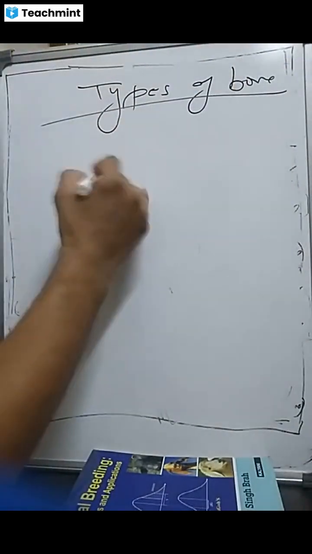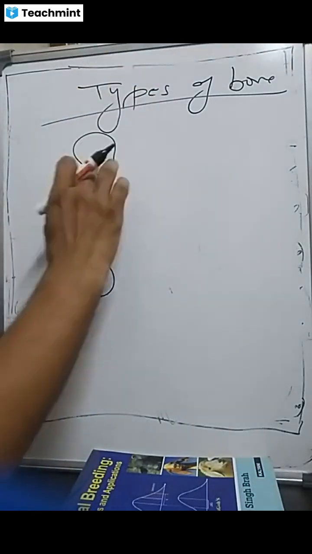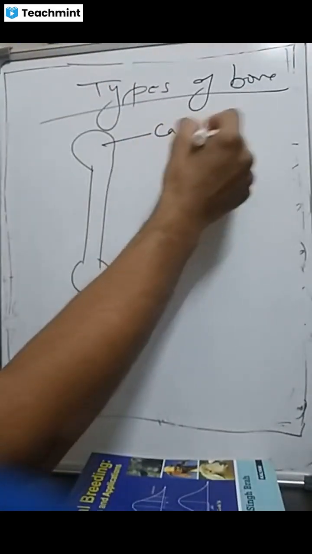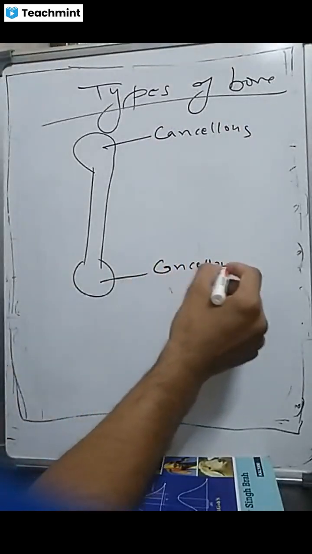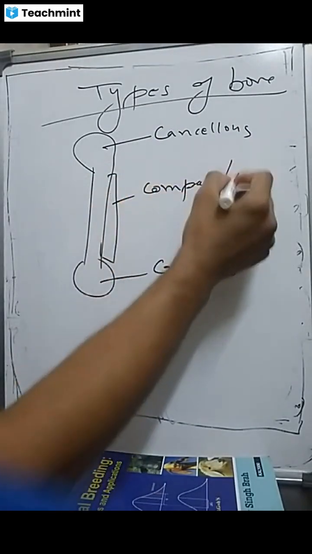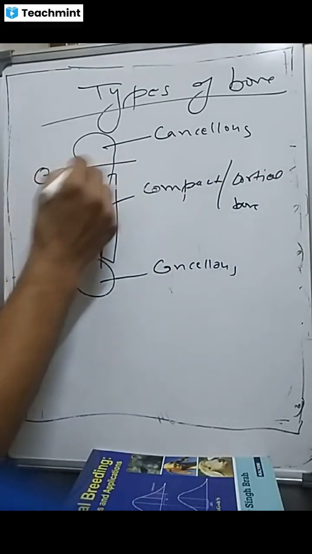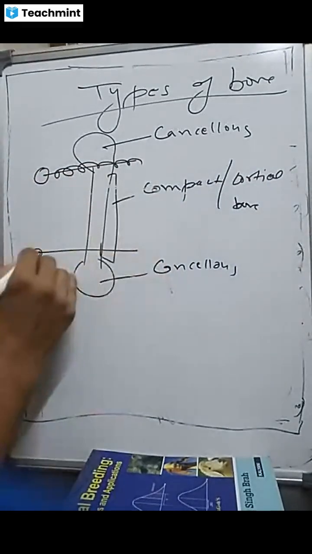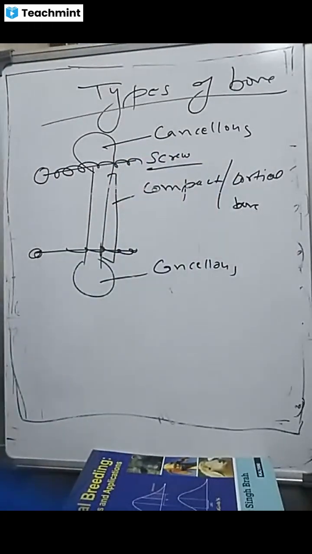So in the previous class, we completed the types or classification of bone. In this class, we'll cover cancellous bone and the part that is compact or cortical, and their related screws, like cancellous screws or cortical screws.